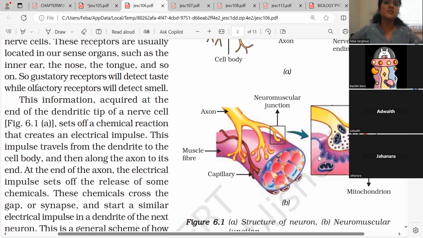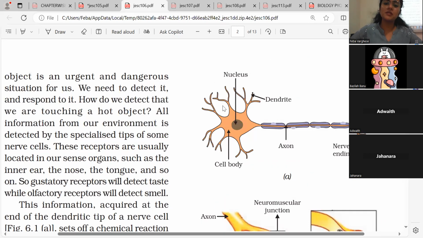What is a synapse? A synapse is a junction between 2 neurons. When we speak about the structure of a neuron, it has dendrites. What's the function of the dendrite? It helps in receiving impulses from the neighboring neuron. There's a cell body in which the nucleus is contained, and there's a long fiber called the axon.